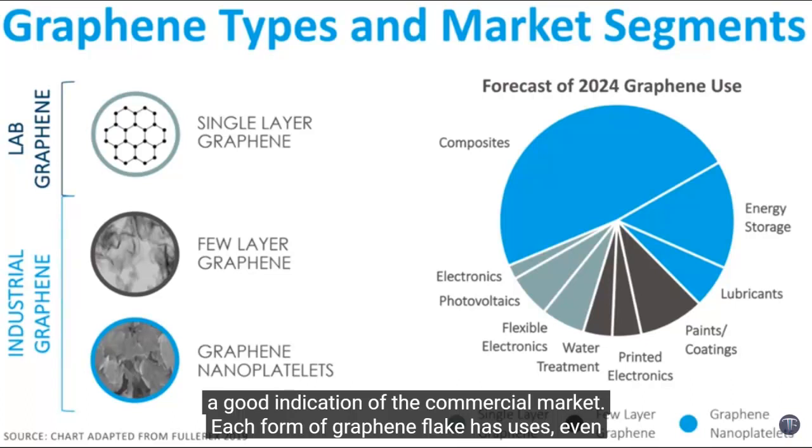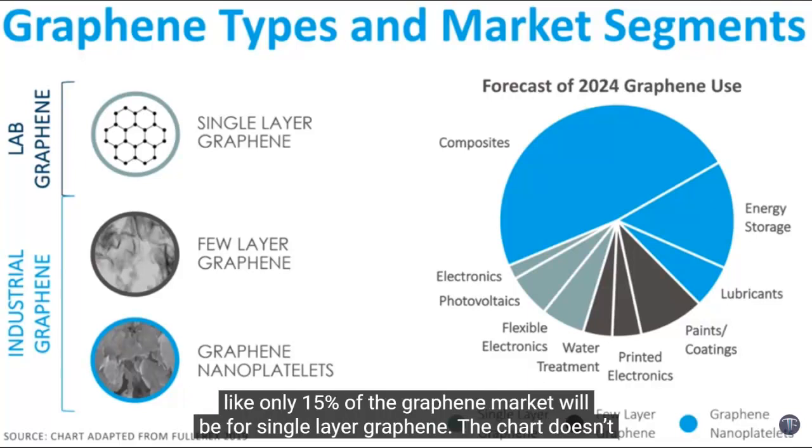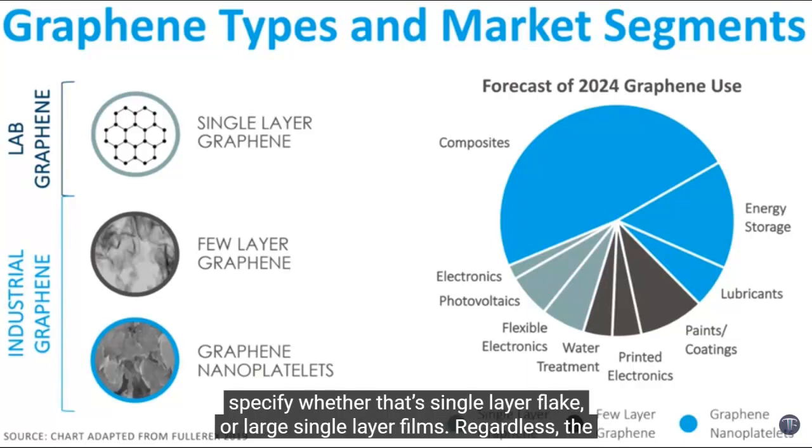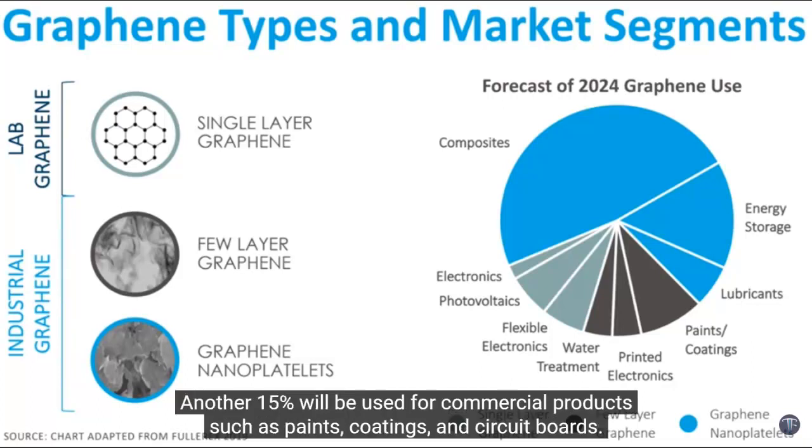If we eyeball the chart, in 2024 it looks like only 15% of the graphene market will be for single-layer graphene. The chart doesn't specify whether that's single-layer flake or large single-layer films. Regardless, the single-layer materials will be used in products like solar panels and flexible electronics. Another 15% will be used for commercial products such as paints, coatings, and circuit boards. The remaining 70% will be used for industrial products such as lubricants, composites, and energy storage.